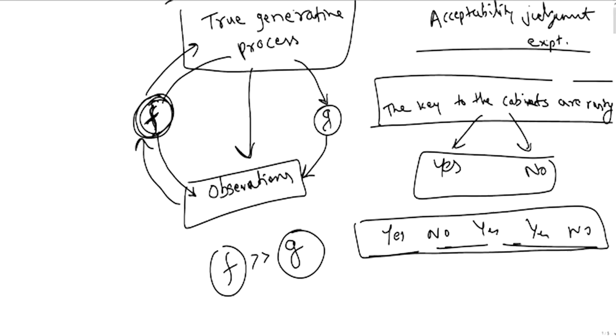Okay, so these things together make the whole workflow of statistical inference. The first part is called parameter estimation, the second part is called model comparison, and we will see how to do it in the Bayesian framework. We do it in the frequentist framework as well.